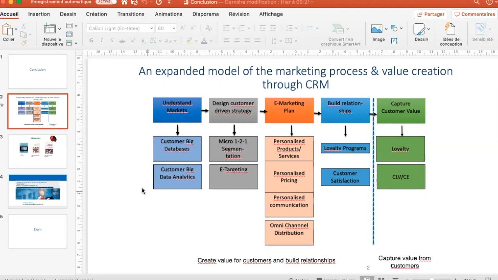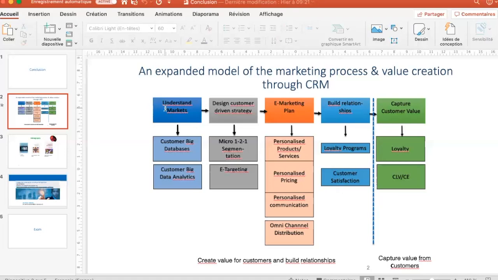And so marketing aims at creating value for customers. And the aim of CRM, or the extension of the traditional marketing model, is building relationships with customers, which should create value. So the overall aim of marketing is thus to create value through the marketing mix, personalized products, personalized price, personalized communication, and omni-channel distribution, and by creating personalized and close relationships with customers. This pillar is actually new in the overall marketing process. CRM is thus an extension of the value creation process of marketing.